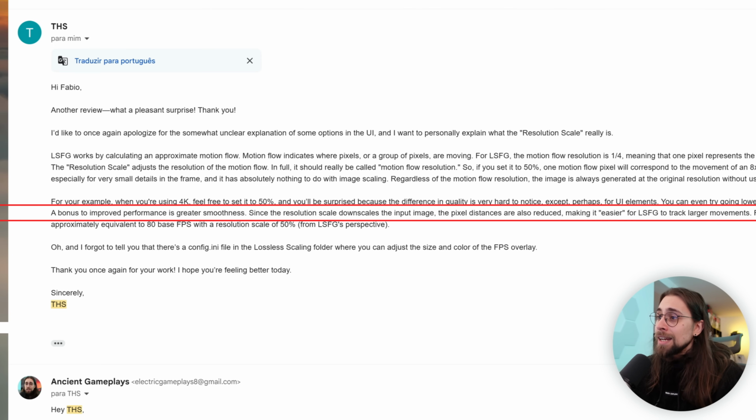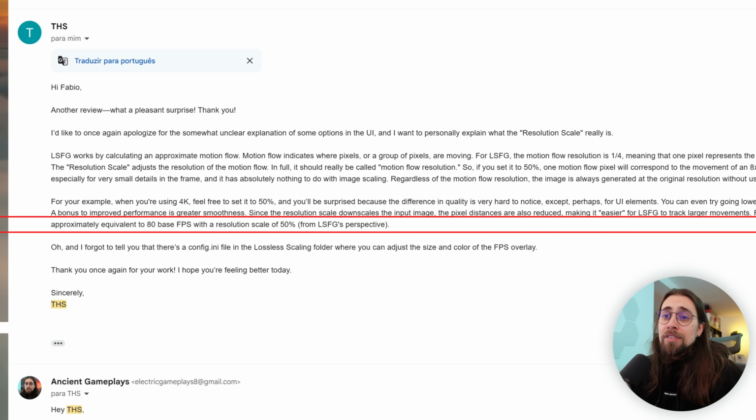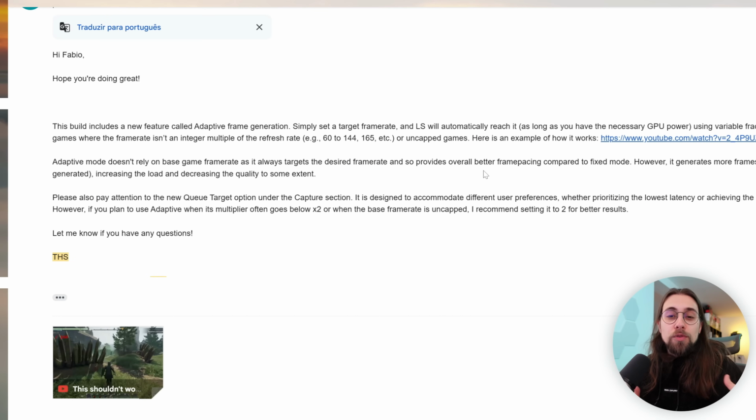So yeah, again, roughly speaking, 40 base frames with a resolution scale of 100% is approximately equivalent to 80 base FPS with a resolution scale of 50% from Lossless Scaling frame generation's perspective, meaning that the higher base frames you have, the lower you can go in terms of optical flow because you have more frames, more information, and so on. So basically that's how it works. For frame generation techniques, the higher the base frame you have, the better they work in terms of quality, and that's very important.